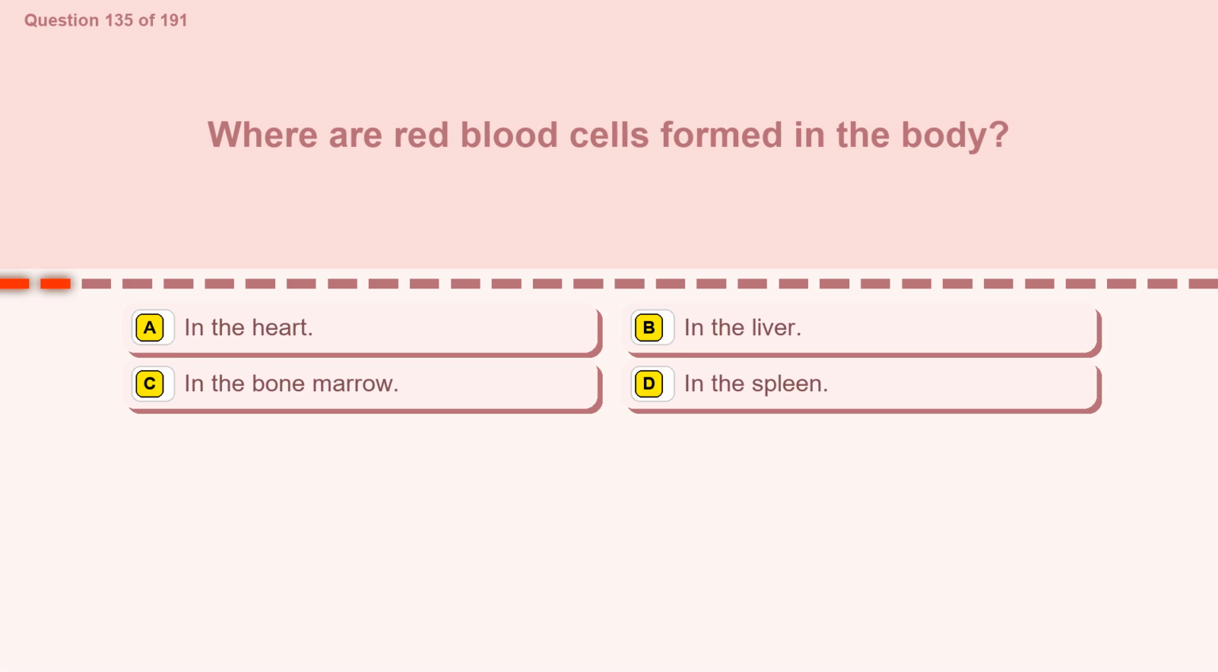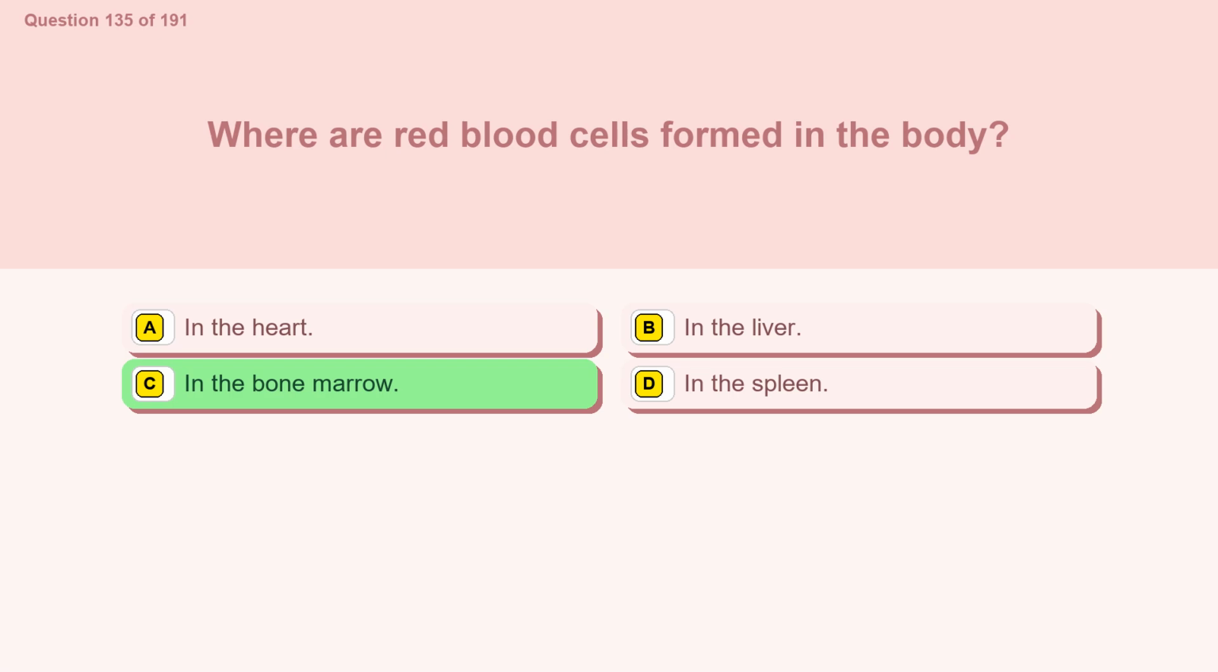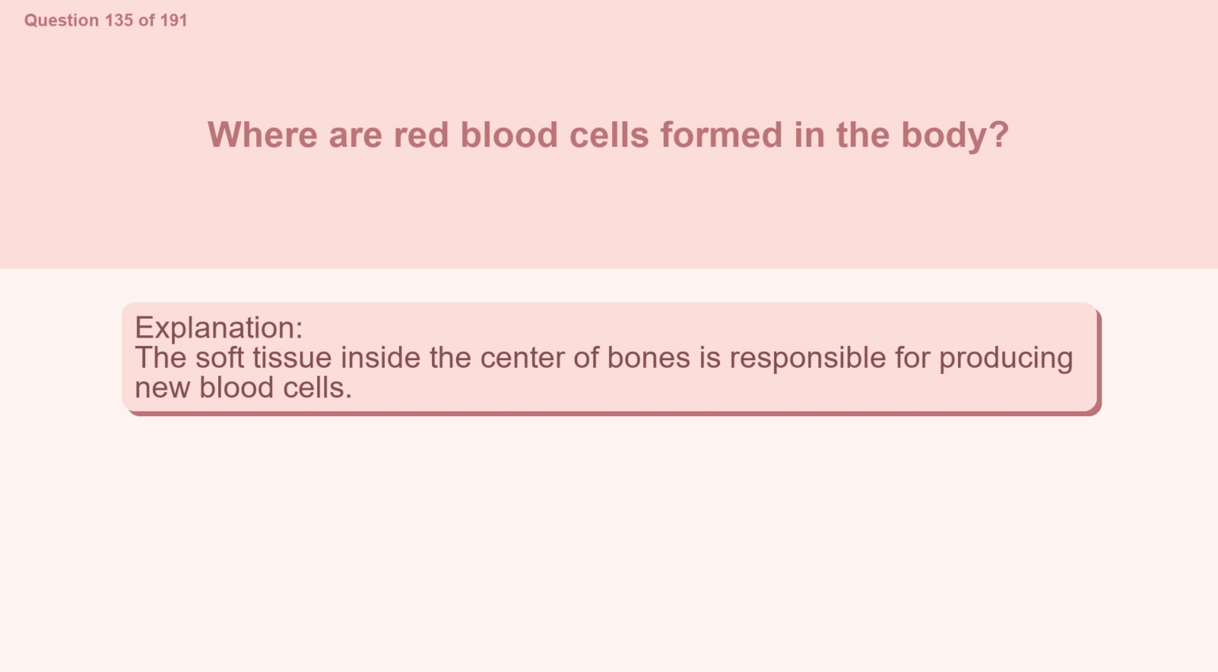Question 135. Where are red blood cells formed in the body? Option A, in the heart. Option B, in the liver. Option C, in the bone marrow. Option D, in the spleen. The correct answer is option C, in the bone marrow. The soft tissue inside the center of bones is responsible for producing new blood cells.